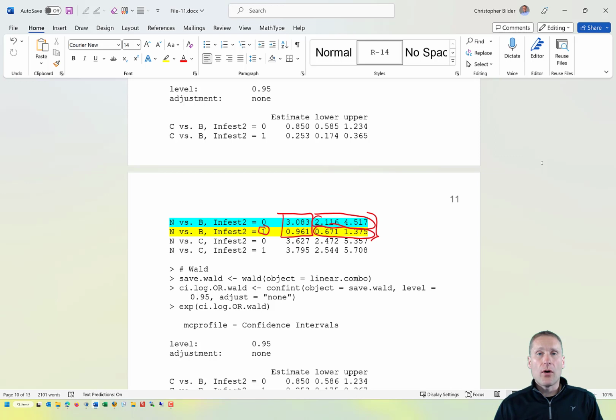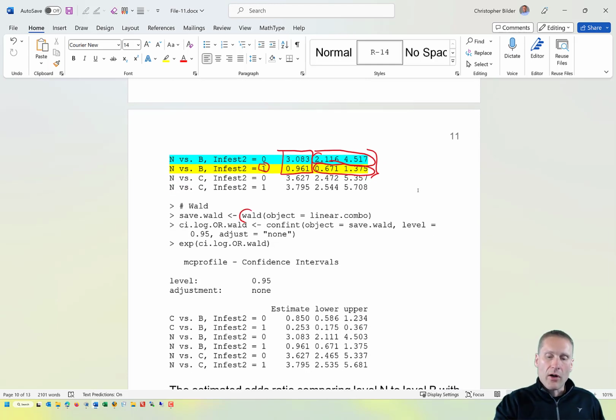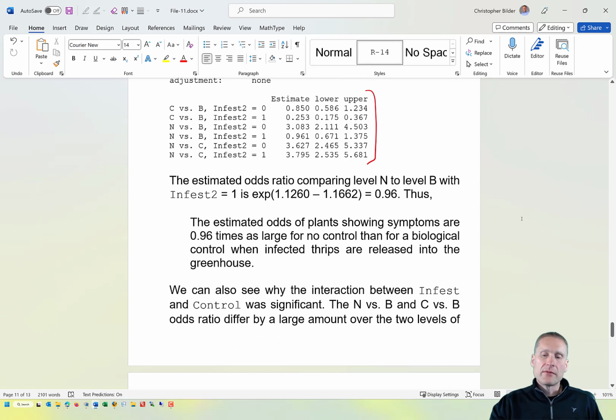How the control affects the response is dependent upon the infestation method. That's why when we did a hypothesis test for that interaction, we came up with a small p-value indicating there was sufficient evidence that the interaction was important. One could also use the wald function inside of mcprofile to find the corresponding Wald intervals. The reason why I did this here is so that we can make a direct comparison to what we get for emmeans shortly.